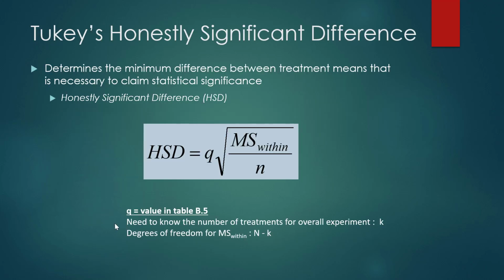A very common test is Tukey's honestly significant difference. Now, remember we said previously that we could do a t-test to compare treatment 1 to treatment 2, treatment 1 to treatment 3, treatment 2 to treatment 3. But that's going to increase that experiment-wise error. What these post-hoc tests do is try to account for that so that doing these individual comparisons doesn't increase that experiment-wise error. So Tukey's honestly significant difference test, or Tukey's HSD, determines the minimum difference between treatment means that is needed to claim statistical significance. So that's the honestly significant difference.